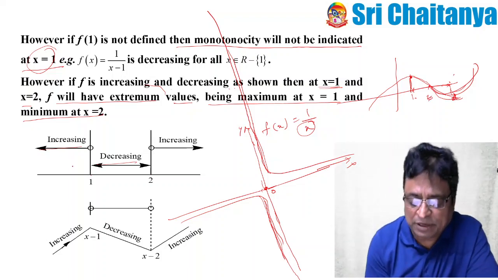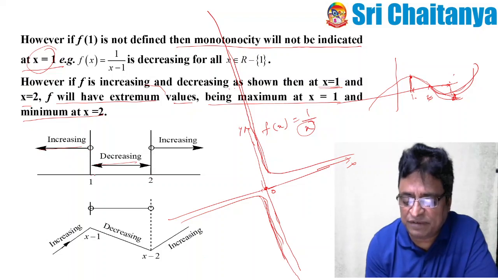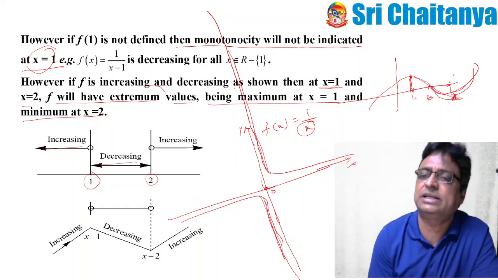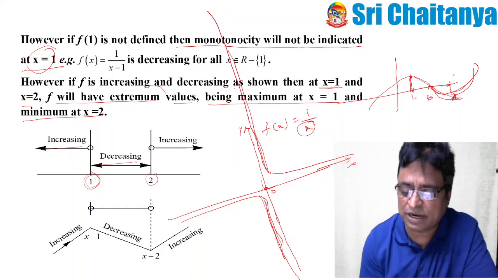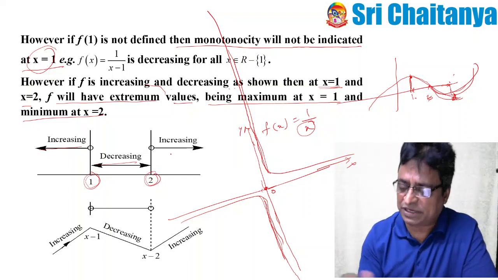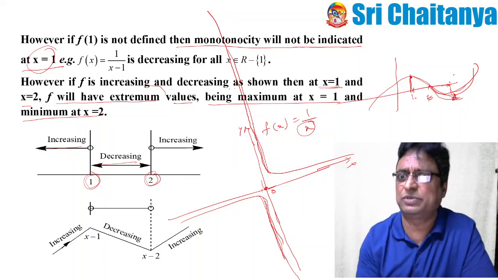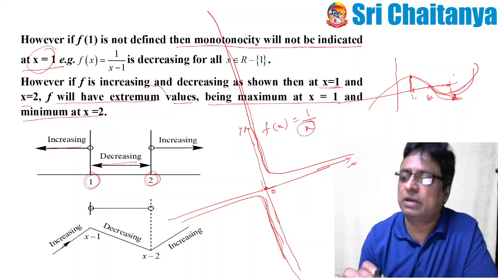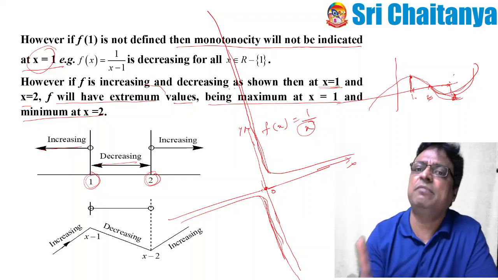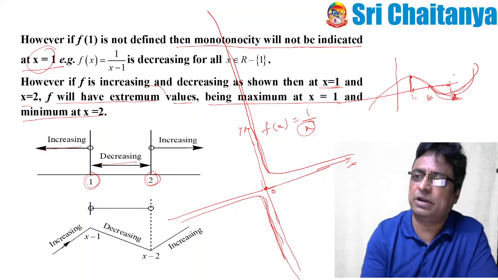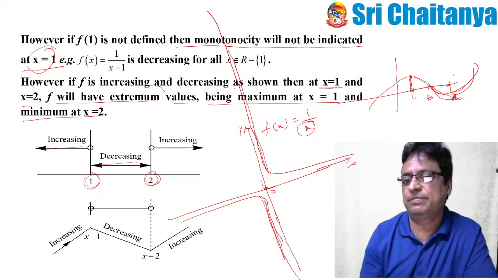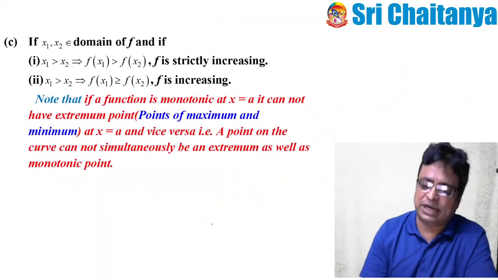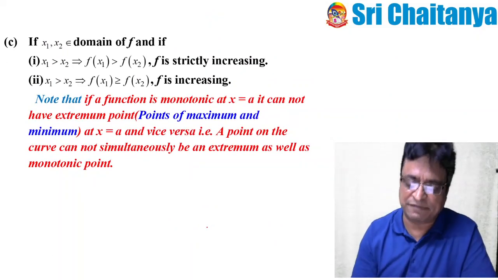So at a particular point, if it is increasing to decreasing and it is defined at x is equal to 1, and after that it is decreasing to increasing, simply I can say that your function has a maximum at x is equal to 1 and minimum at x is equal to 2. Whenever the function has a maximum and a minimum, we can say that it has the extremum values. Extremum values, another word is maxima and minima. Values at those particular points are called the extremum values. Clear?